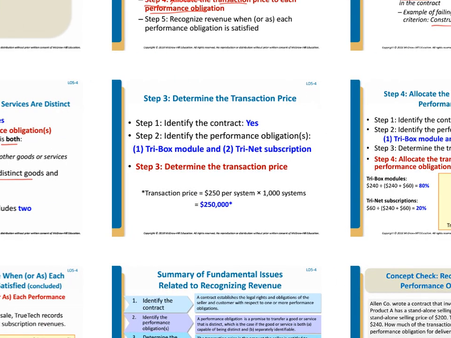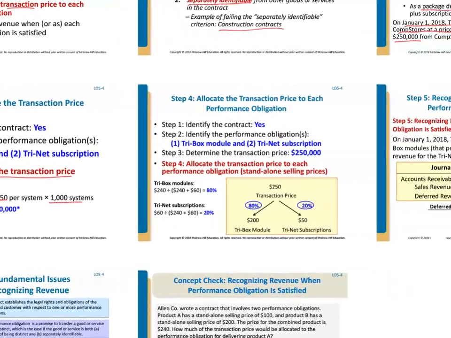Step number 3 indicates that we need to determine the transaction price. They tell us that each one of the TriBox systems, the combined 2, are going to sell for $250 a piece, and that there's 1,000 systems, so we'll multiply that out, and we have $250,000 for the transaction price.